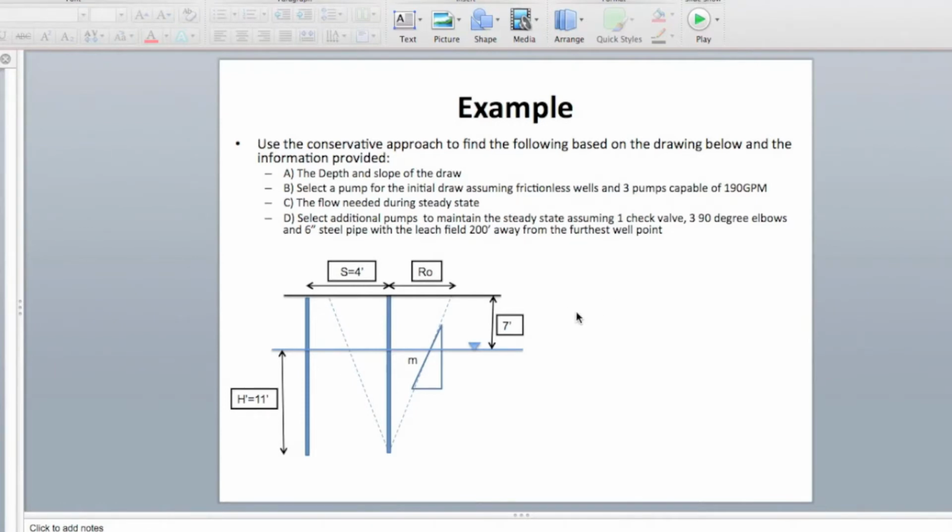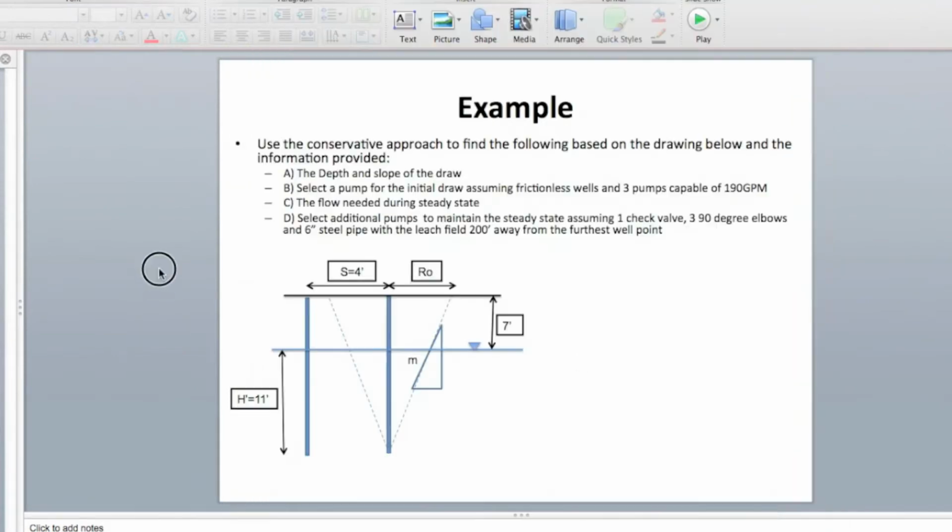So this one, what we're going to try to do is find the depth and slope of the draw, so that's H and M. Selecting a pump, we're going to find the flow during steady state, given a K value, and then we're going to select a pump for the steady state as well. So let's go ahead and get started. You can see what part A was, which is pretty similar to other part A's that we have had.